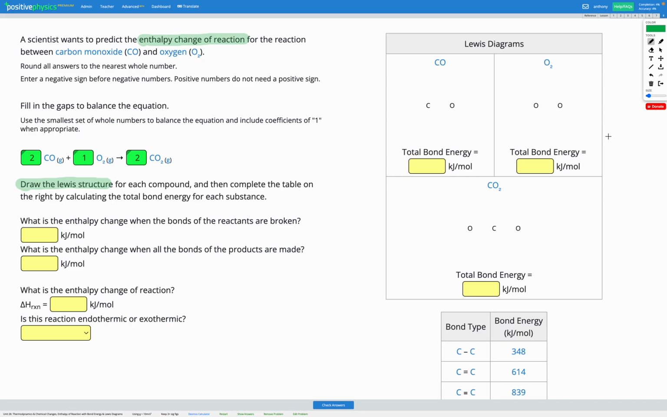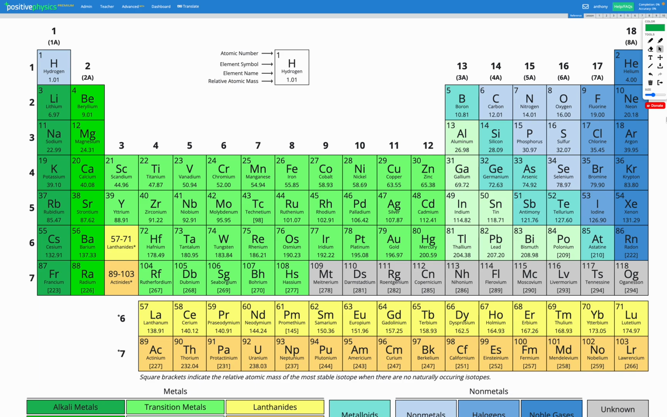I'm going to start by heading to my periodic table to find out how many valence electrons carbon and oxygen each have. Here's carbon. Carbon is in group 14, and here's oxygen. Oxygen is in group 16. Being in group 14 means carbon has 4 valence electrons. Being in group 16 means oxygen has 6 valence electrons.